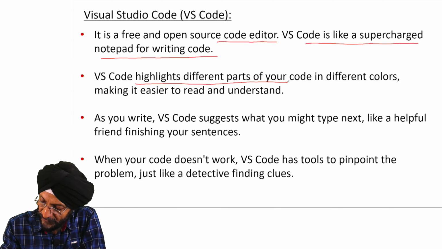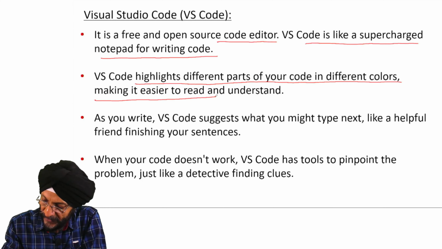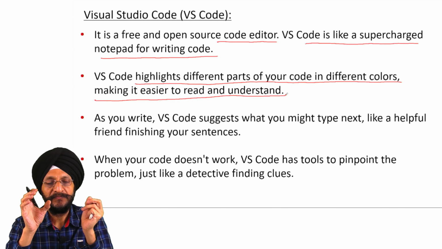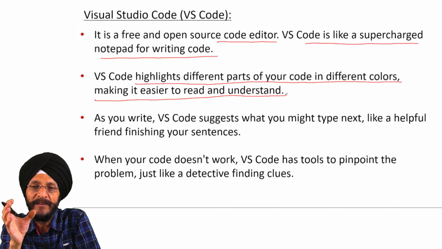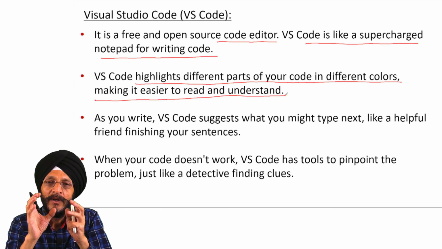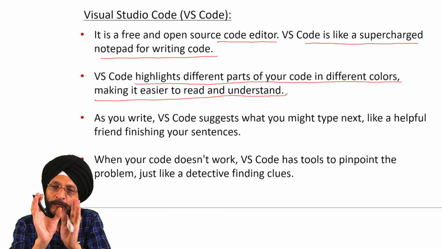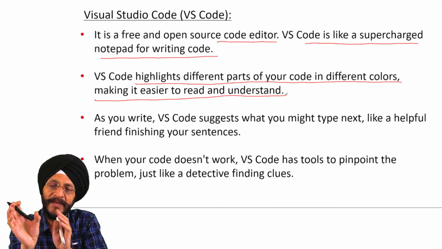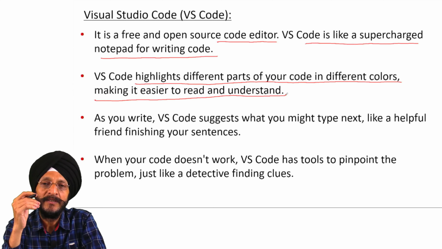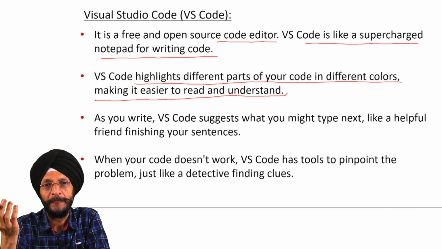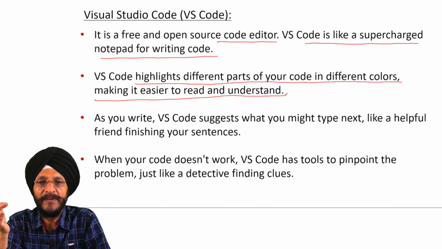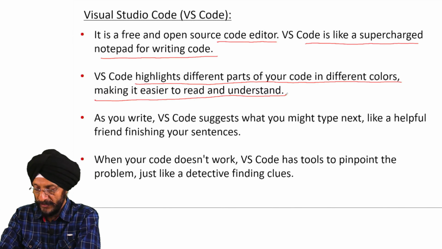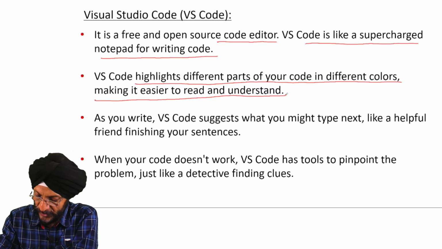Visual Studio Code highlights different parts of your code in different colors, making it easier to read and understand. When we are writing the program in Visual Studio Code, different colors appear on our screen, which convey different meanings. When we write our first program in Python, we will show you what the different types of colors mean.